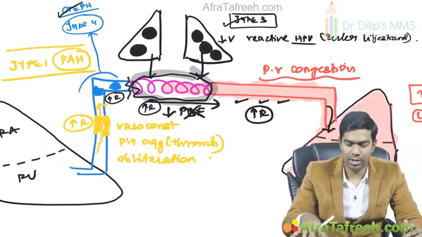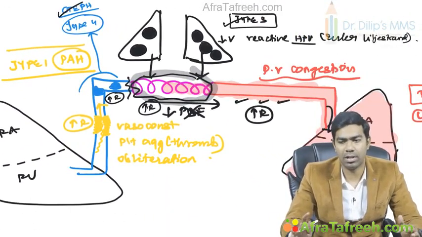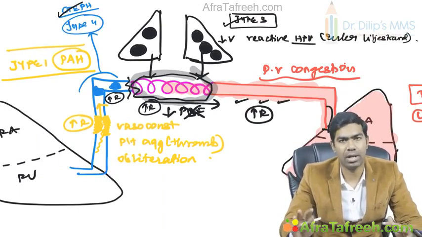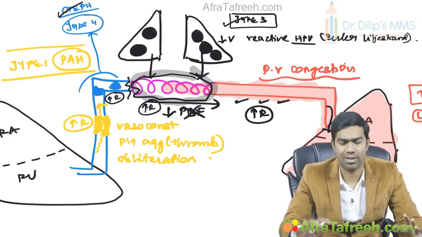So let us see how you will treat. Type 5, leave it, because the treatment depends on what the cause is. But type 1, type 2, type 3, type 4, we have a defined etiology and defined pathophysiology, so that we can treat in a defined way as well.